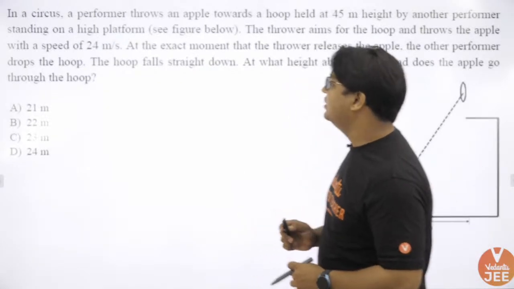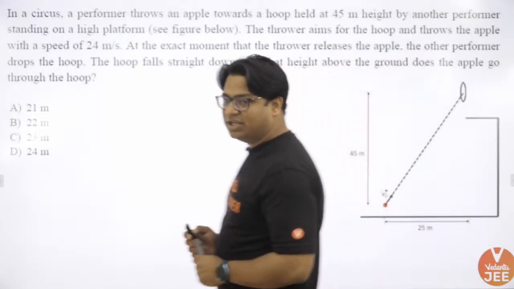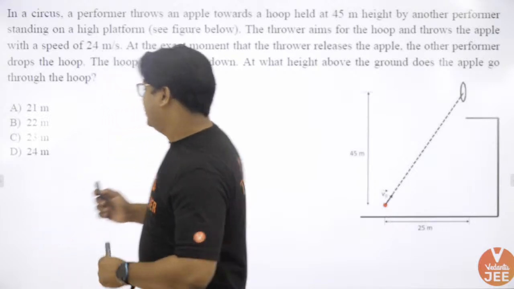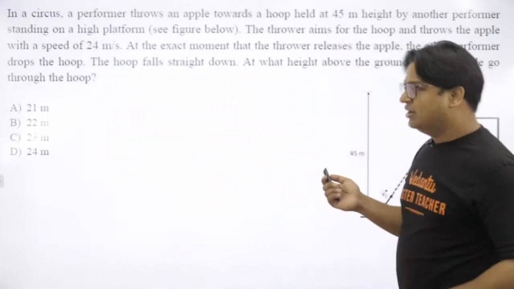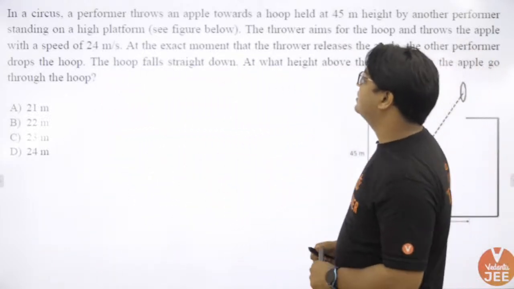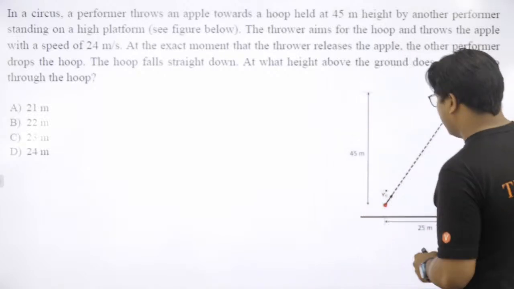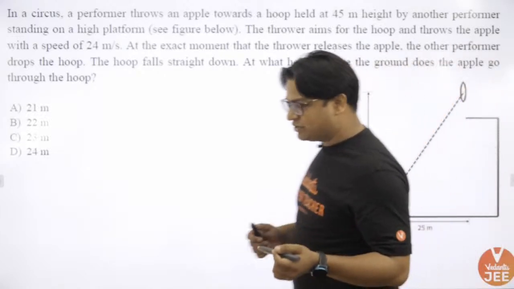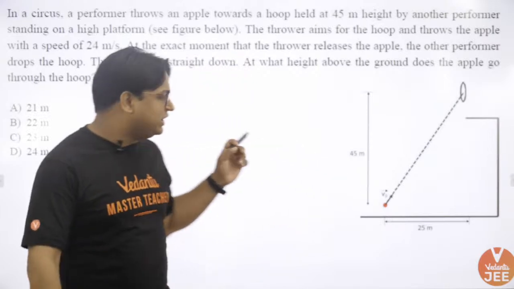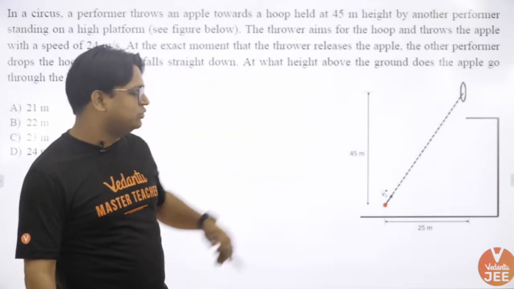I hope you like this question. So this question says that in a circus, a performer, again guys, this is something that we solved that day. It says a performer throws the apple. I explained this question in my previous video also. I'll not cover it in too much detail today. I'll tell you what to do here.